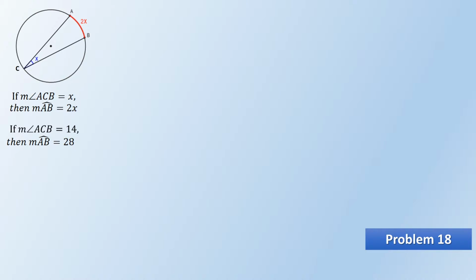Now let's turn this around. If I know the measure of arc AB is 46, then the measure of angle ACB is half, or it's 23.